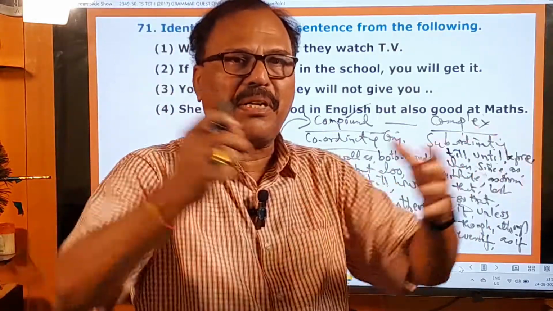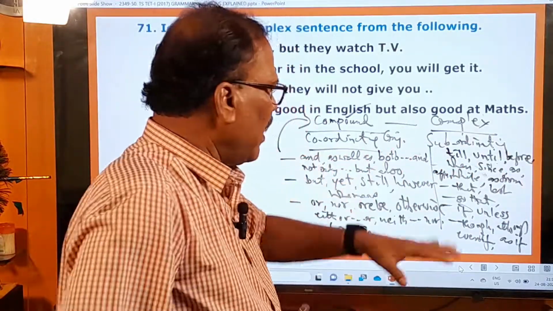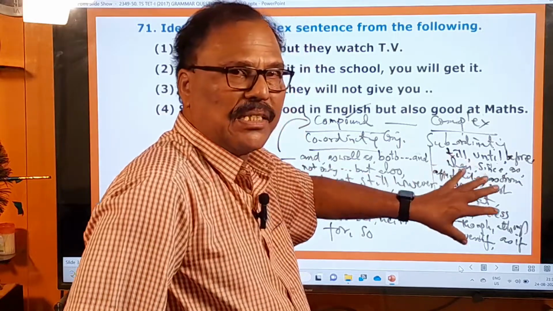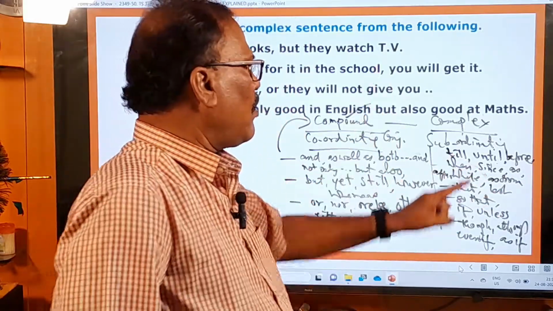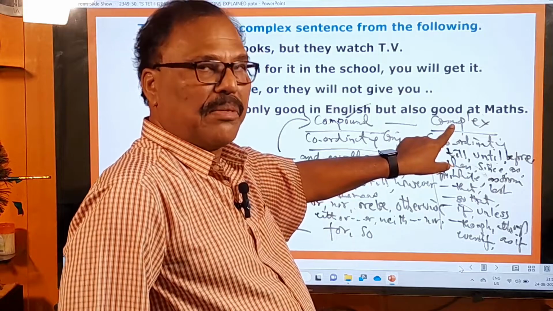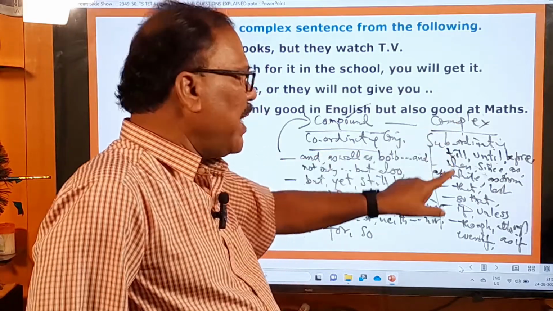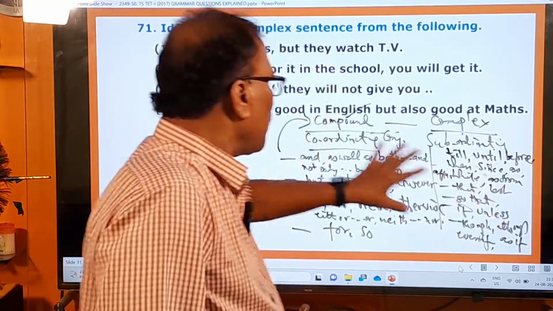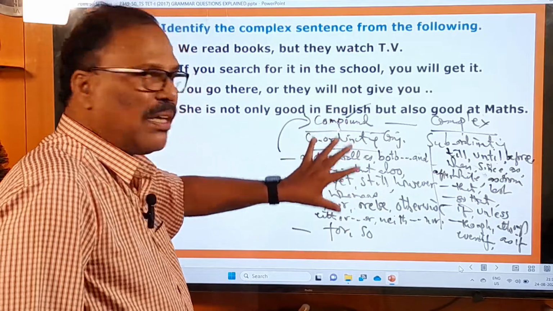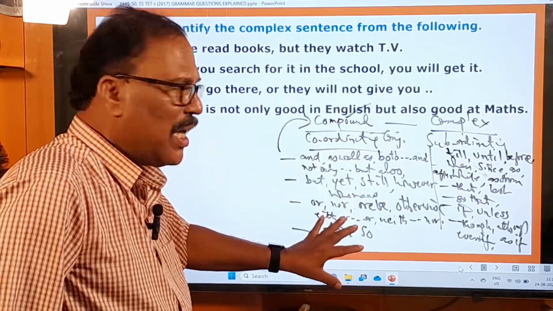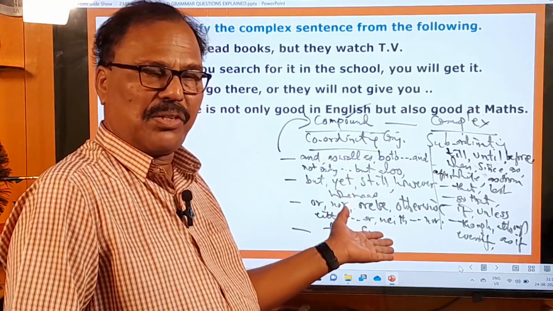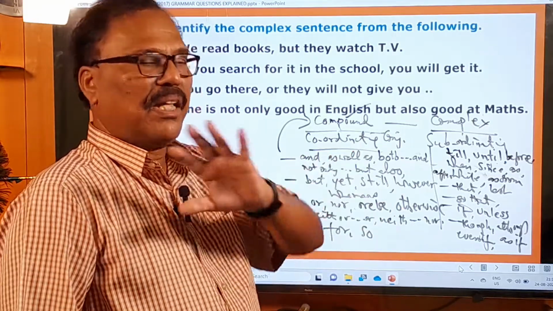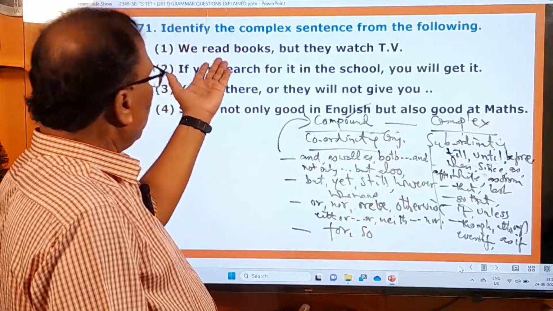Whenever two statements are combined or joined with the help of these subordinating conjunctions, that sentence is called a complex sentence. That means complex sentences are made of these subordinating conjunctions. Compound sentences are made of these coordinating conjunctions. If there is no conjunction in the sentence, it's a simple sentence, so there is no problem at all. So now you can watch it.